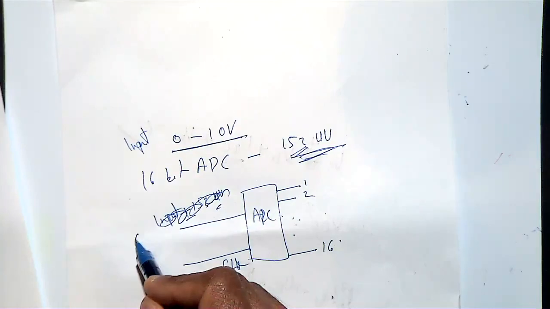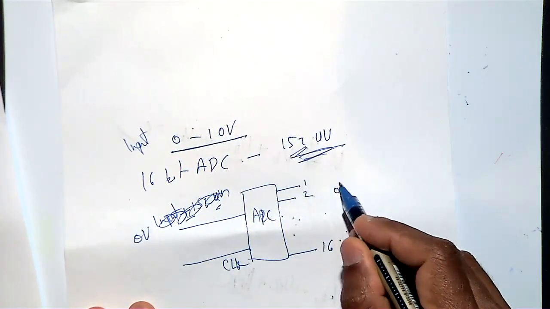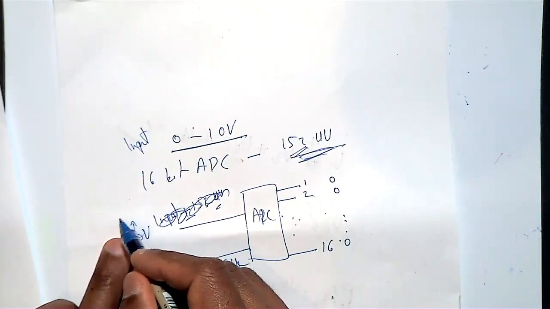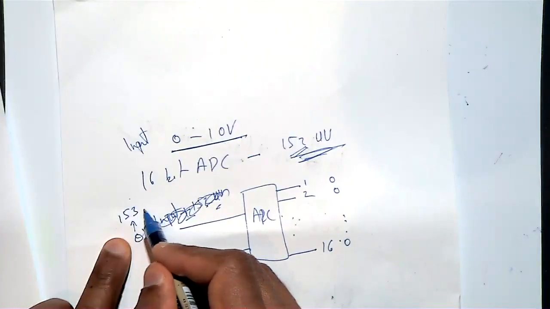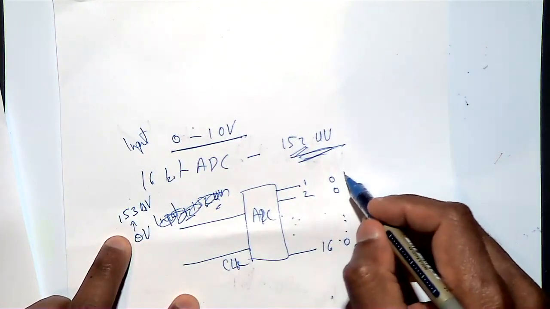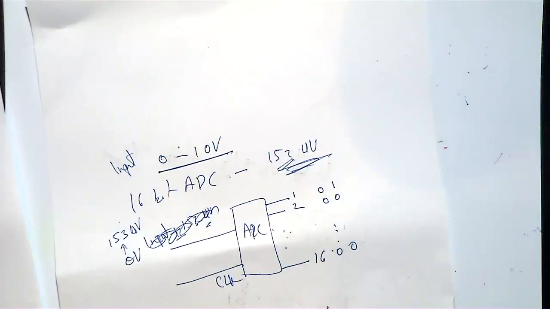so your input equal to 0 volt, then what will happen? All are 0. When your input increases to 153 microvolt, then what will happen? This will become 1, and the rest will be all 0. You know what I meant? So then you can sense 152 microvolt.